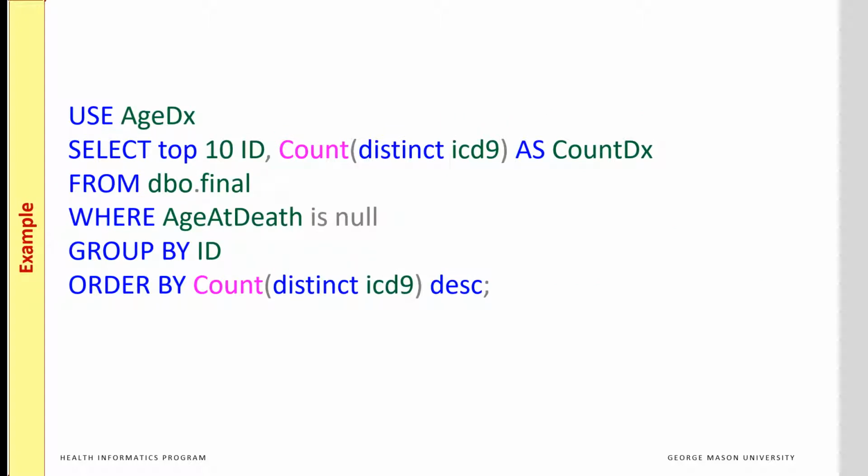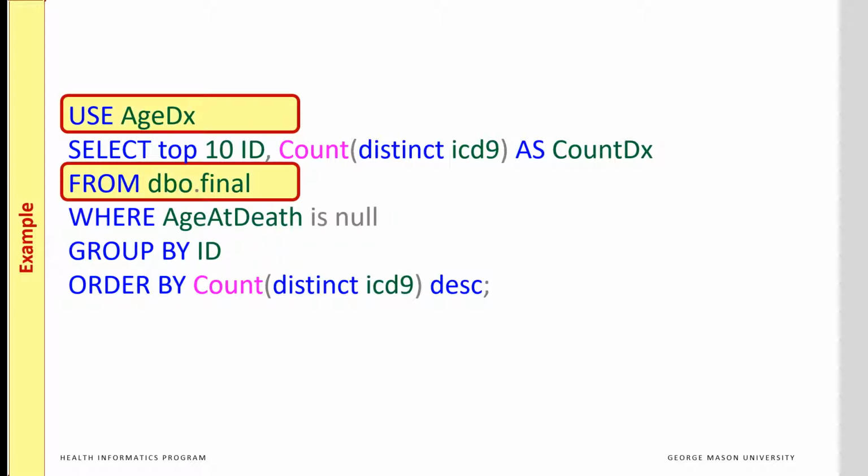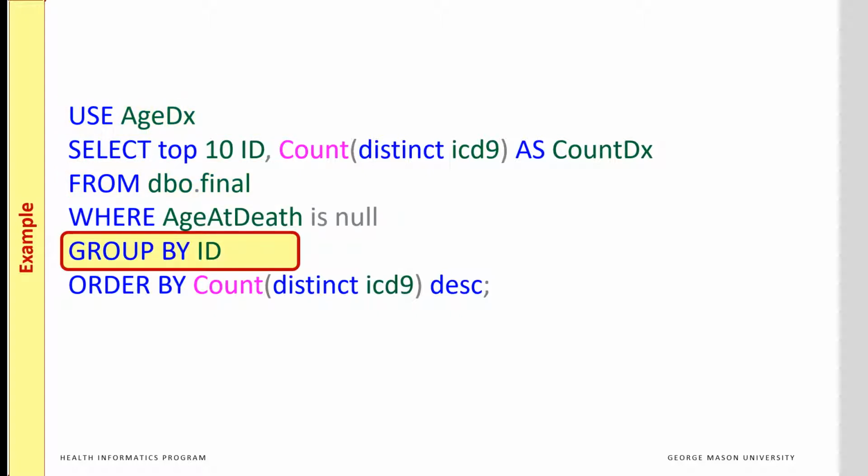This code snippet shows an example of a group by command. This code reports the number of distinct diagnoses for patients who are not dead. In the from and use part, the code specifies that the table final from the database age DX should be used. The group by command tells it to do a separate analysis for each patient.